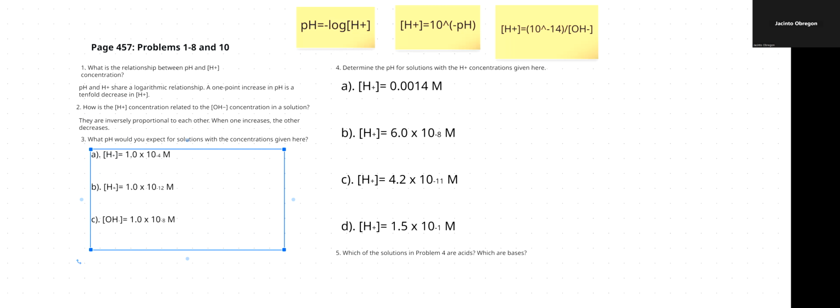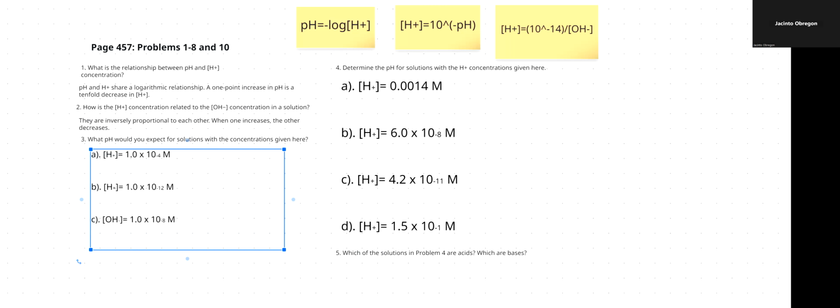For part B, the hydrogen cation concentration is 1.0 times 10 to the negative 12. Here, pH is equal to negative log 1.0 times 10 to the negative 12. When you plug that into your calculator, you should get 12. Here's where it gets a little trickier.